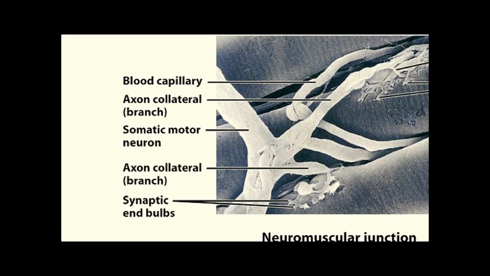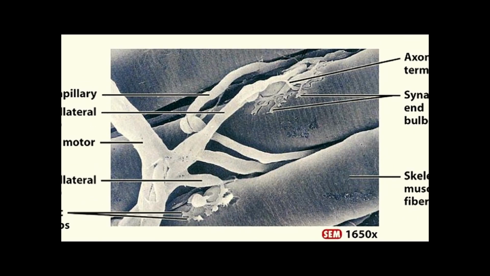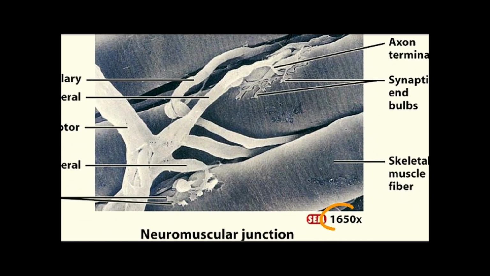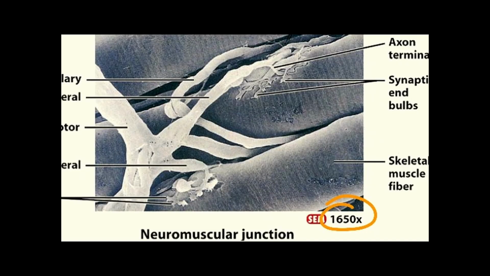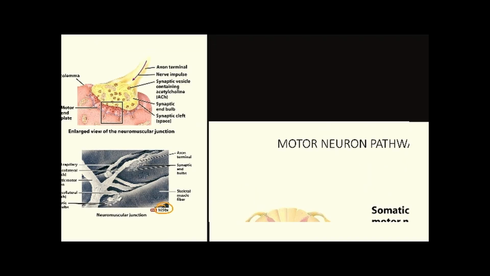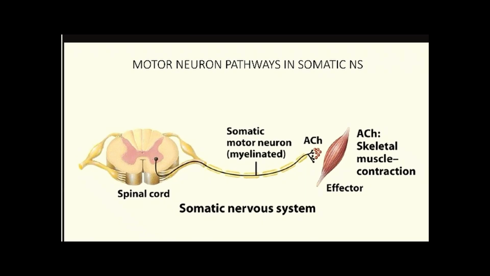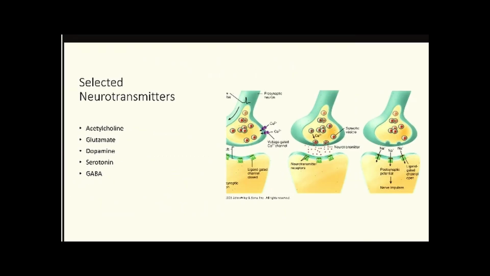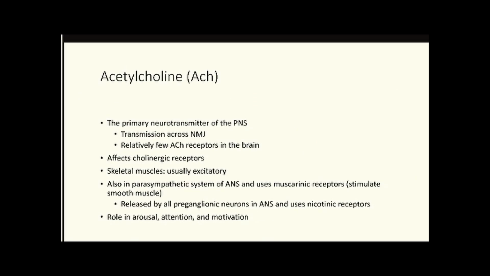So that's what it looks like under a scanning electron microscope. Under 16,000 times magnification, you can see how those nerves wrap around those muscle fibers to cause contraction. Here's our, again, somatic nervous system under voluntary control with acetylcholine. So let's go over some neurotransmitters. First one is acetylcholine.